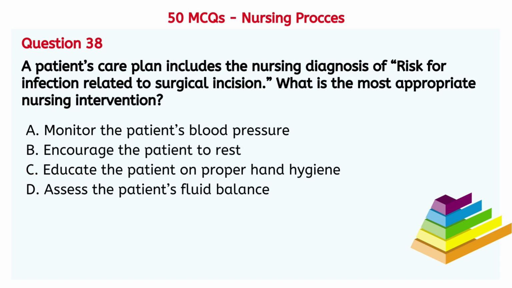Question 38. A patient's care plan includes the nursing diagnosis of risk for infection related to surgical incision. What is the most appropriate nursing intervention? The options are A. Monitor the patient's blood pressure. B. Encourage the patient to rest. C. Educate the patient on proper hand hygiene. D. Assess the patient's fluid balance.